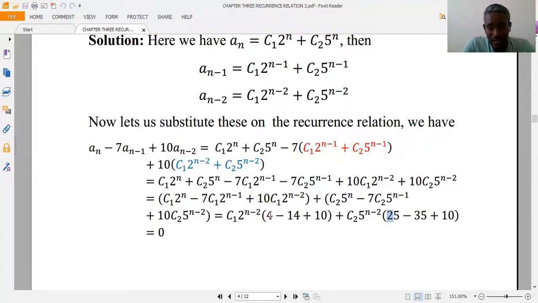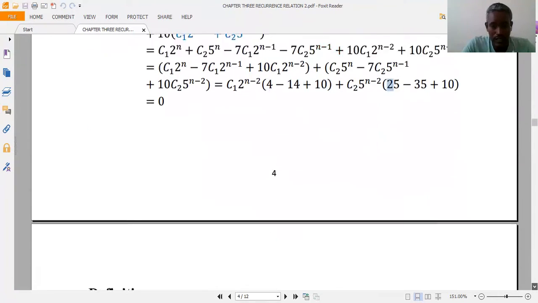So adding the remaining terms here, you get 4 plus 10 is 14, minus 14 is 0. 25 plus 10 is 35, minus 35 is 0. So the sequence satisfies the recurrence relation. Hence, the given arbitrary sequence is a solution of the recurrence relation.